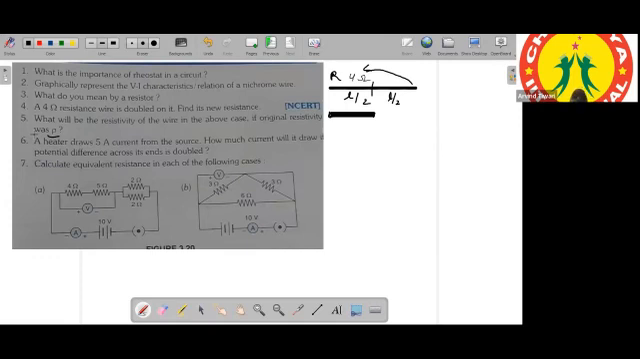Now see question number 6. A heater draws 5 ampere current from the source. How much current will it draw if the potential difference across its ends is doubled?